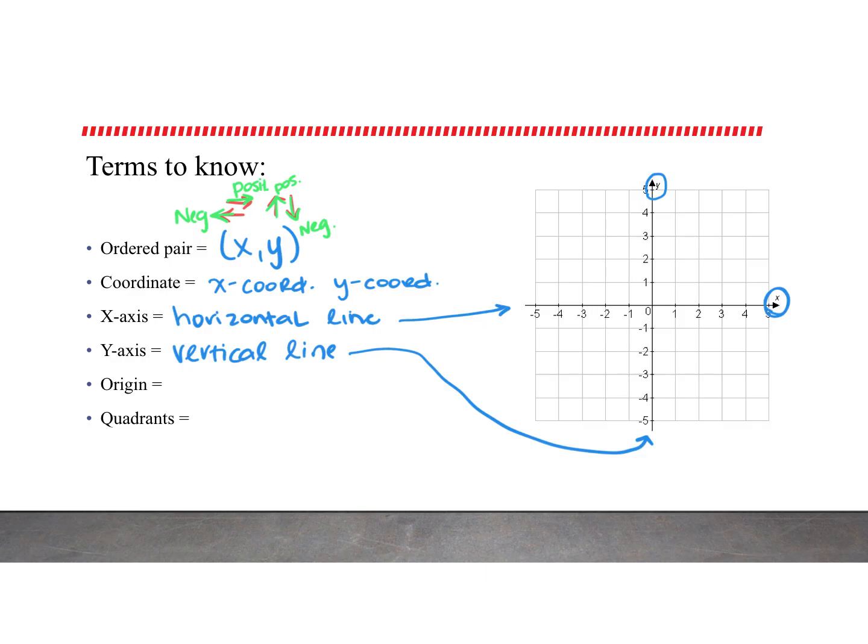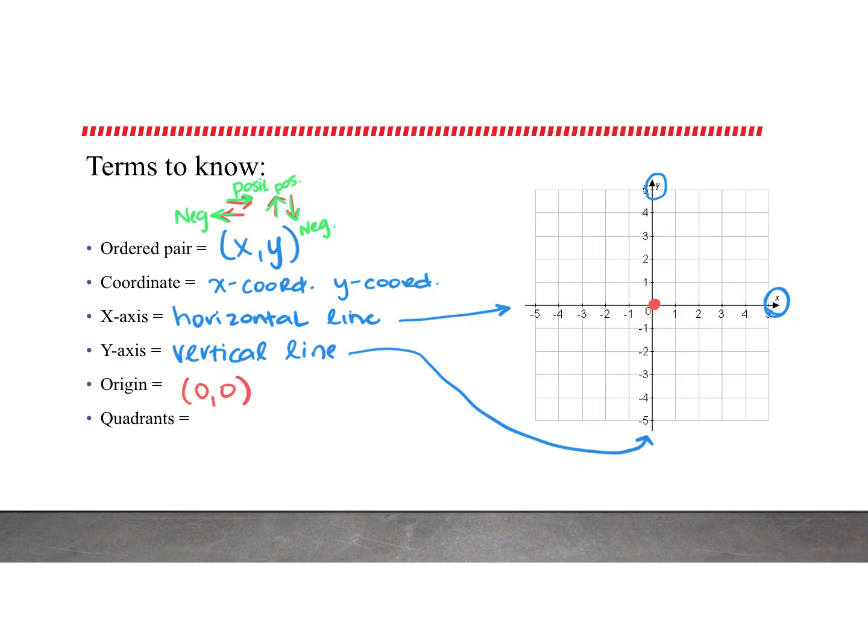And where these two axes cross each other is what's called the origin. So that is the spot in the dead center here. I'm going to put a red dot there. That is the ordered pair 0, 0, because we don't move anywhere left or right. We're not moving anywhere up or down. That is, in essence, our starting point. So when we are graphing points, we start there at the origin, and then we move either left, right, up, or down.